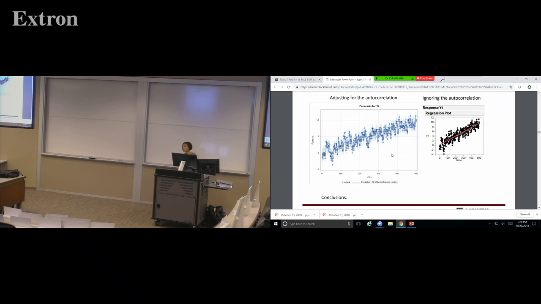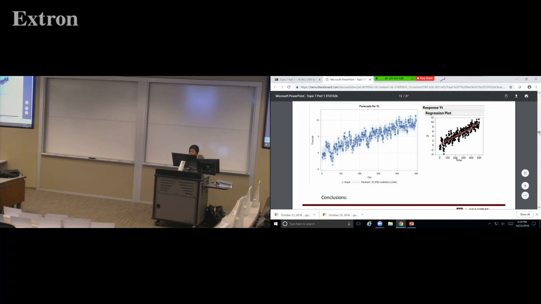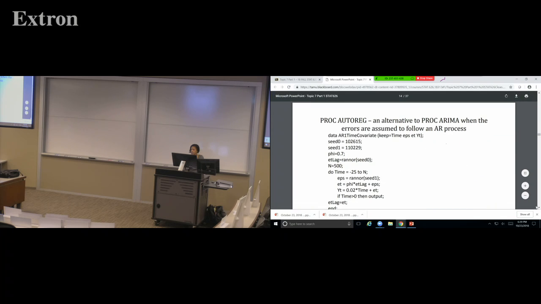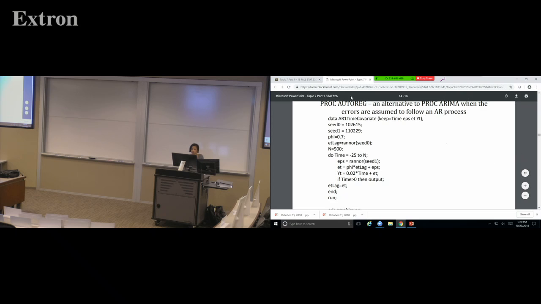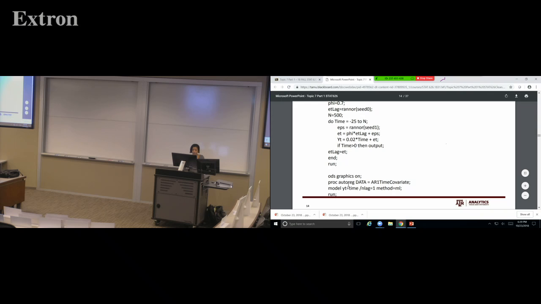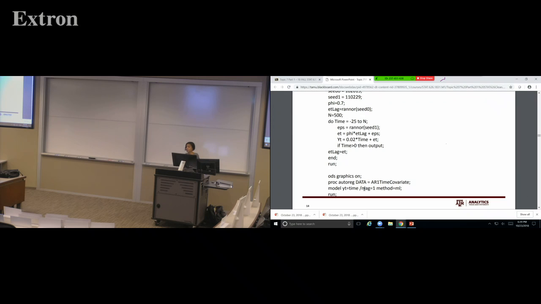Proc Arima is not the only way in SAS to run a regression with correlated errors. You can also use PROC AUTOREG. PROC AUTOREG is an alternative to Proc Arima, and it's here at the bottom. We have our same simulated data, and this time we're going to run PROC AUTOREG. The nlag option in the model statement specifies the autoregressive error process. PROC AUTOREG is for when you believe you have autoregressive errors, so it's specific to autoregressive errors.